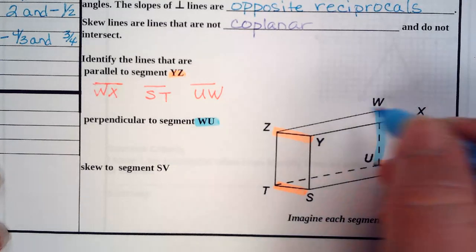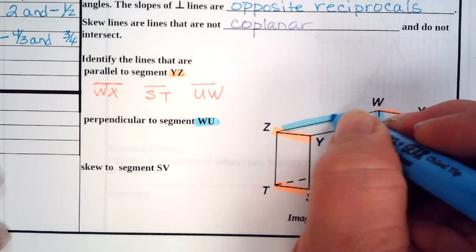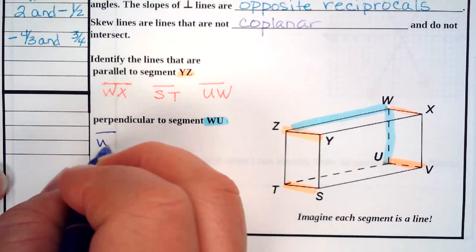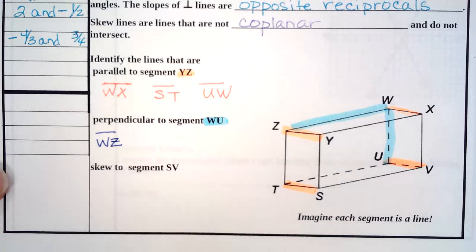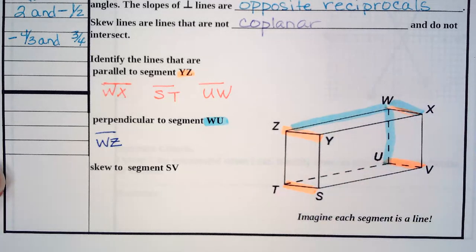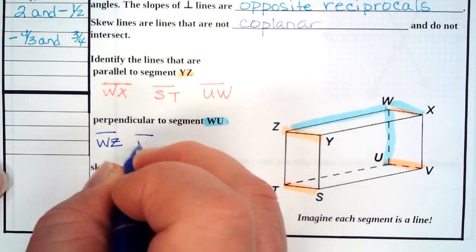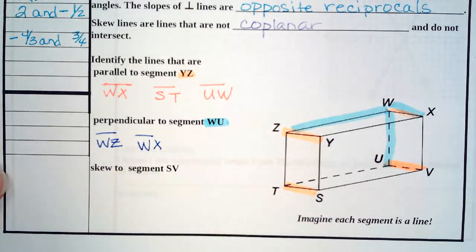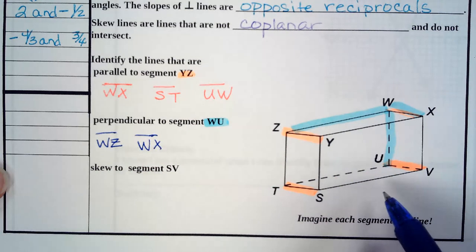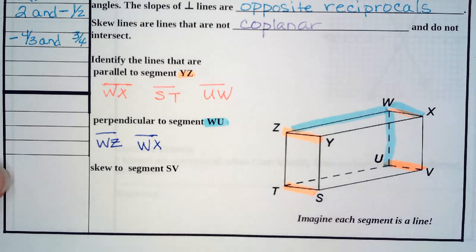Perpendicular means at a 90 degrees. Of course, the first one is going to be WZ. What about WX? Okay, so those are on this top plane. What about on the bottom plane? Do we not have the same thing happening again?